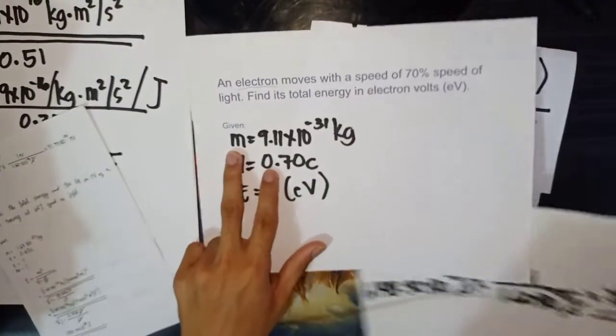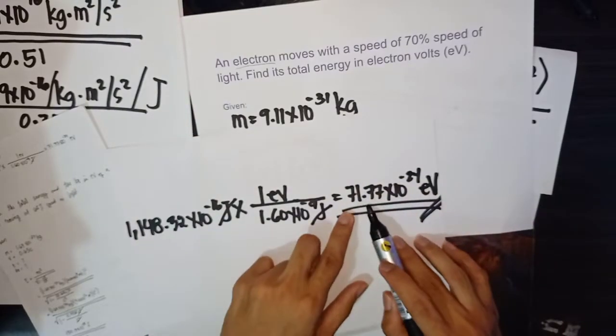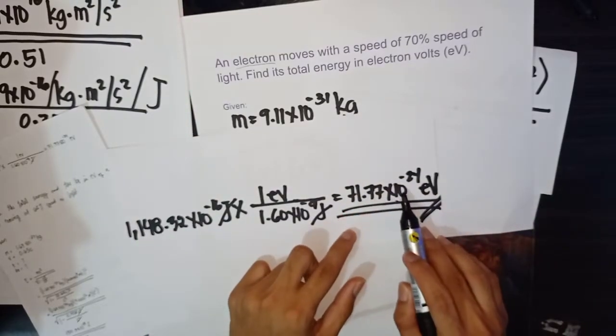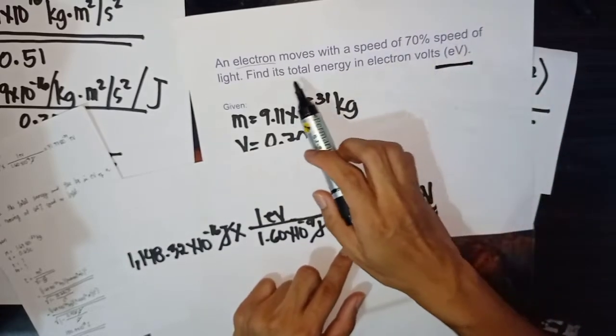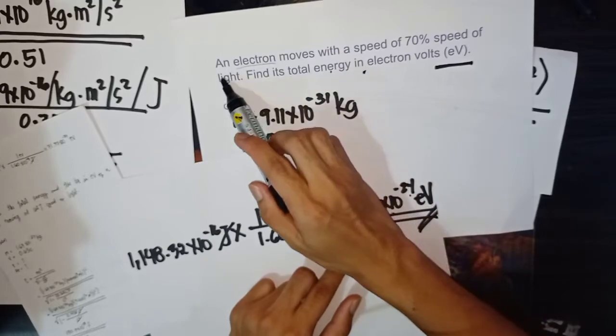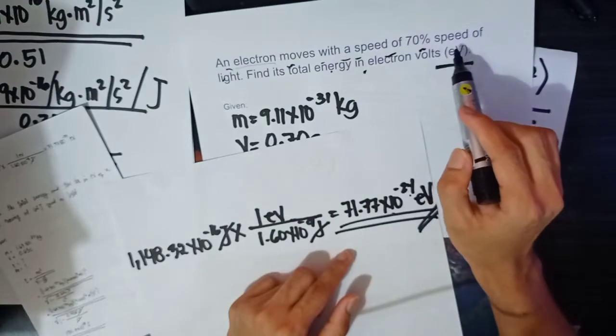Therefore, 71.77 times 10 raised to the power of negative 24 electron volts is the total energy of an electron that moves with 70% the speed of light.